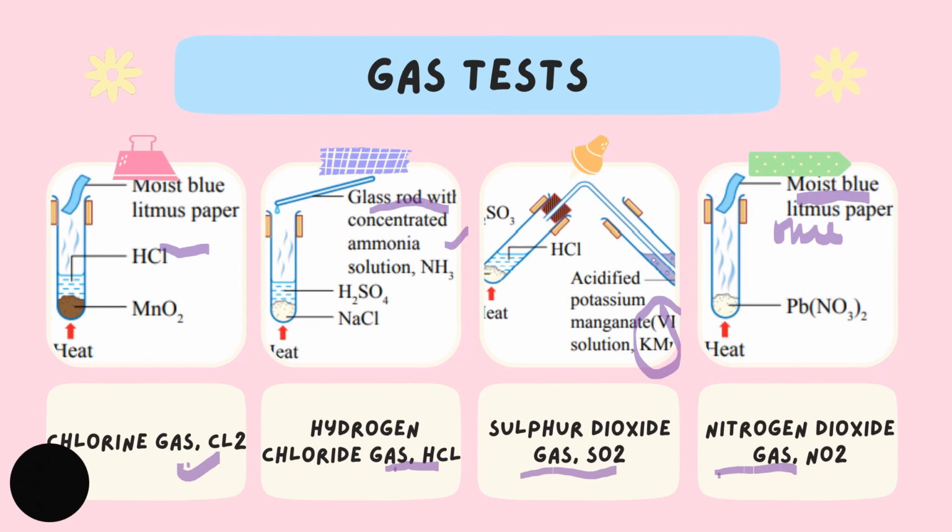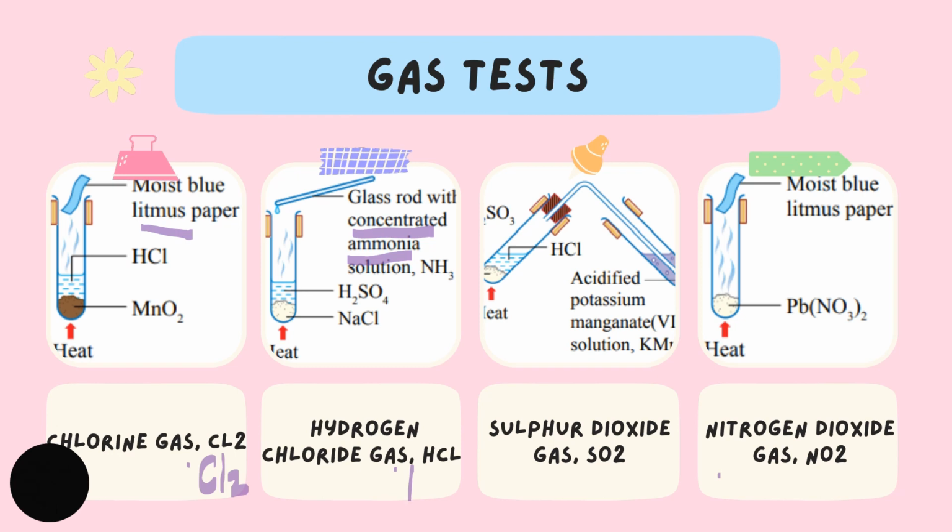Okay, for chlorine gas, we know that chlorine gas is an acidic gas. So we use moist blue litmus paper and it will turn red. For hydrogen chloride gas, we use concentrated ammonia solution. Dip a glass rod into a concentrated ammonia solution and bring it to the test tube containing hydrogen chloride gas. So white fumes will be formed. The white fume is ammonium chloride.